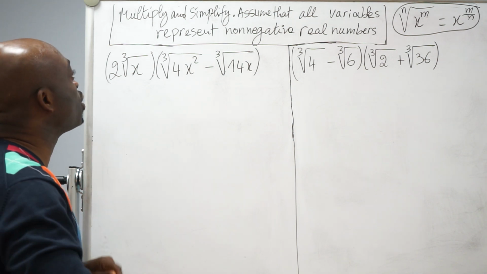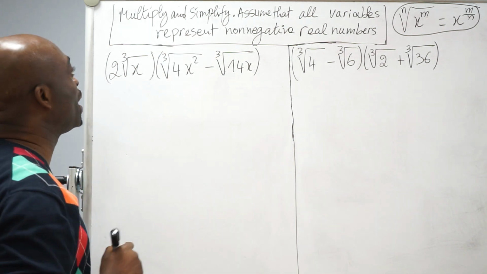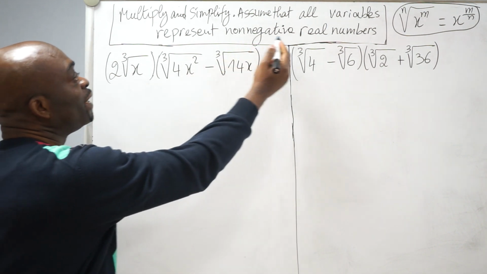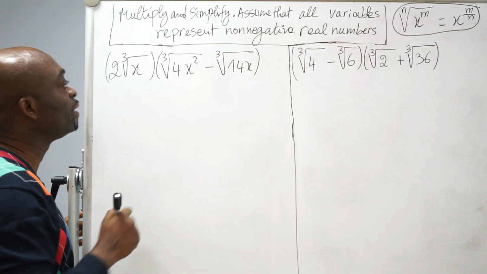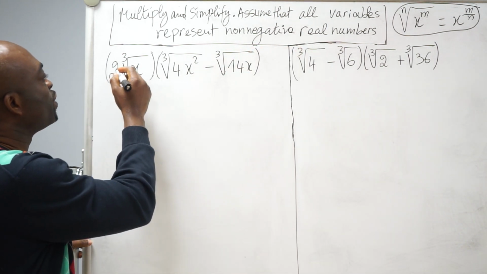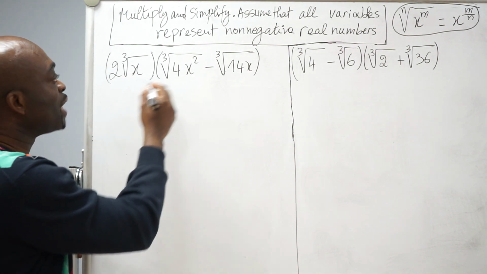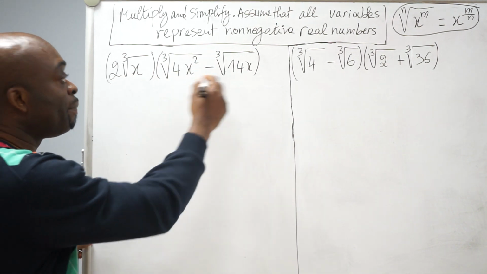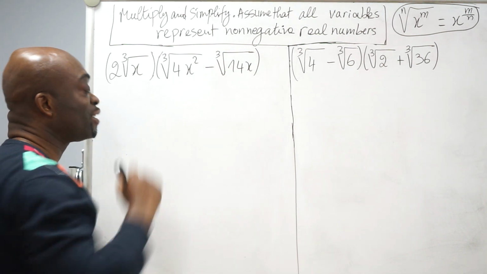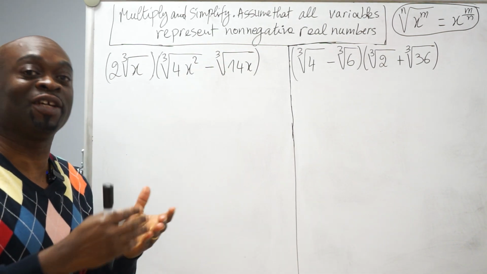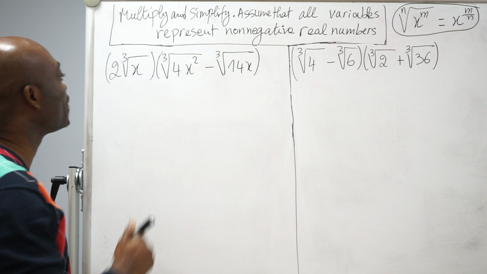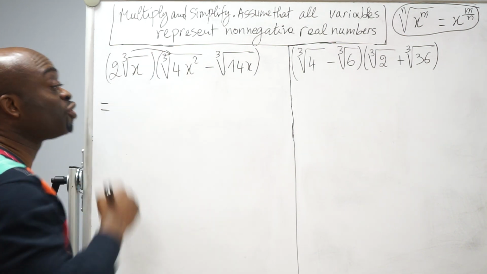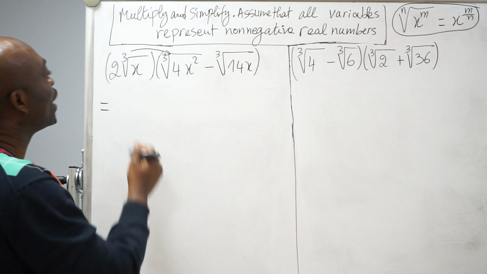So ladies and gentlemen, we are talking about multiplying and simplifying radicals with non-negative real numbers. In this case, we have 2 cube root of x times cube root of 4x squared minus third root of 14x. You should understand that third root and cube root are just the same thing. Now when we're multiplying, that means we are going to use the distributive principle.